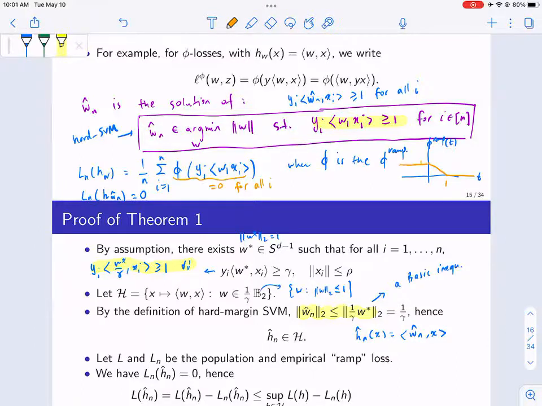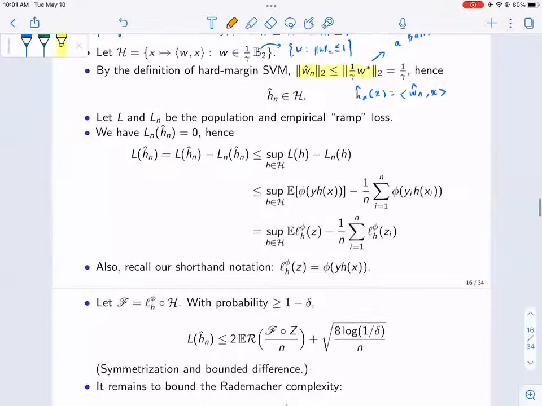But that's the empirical version. So this is like saying you have 0 training error, right? But this does not necessarily say that you have 0 test error, the generalization error. So what we can do now is compare this, the generalization error, or test error.